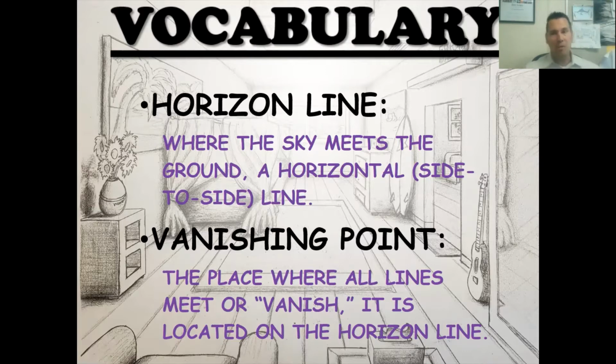Horizon line? Well, it doesn't have to be the ocean. It could be the land, the ground. Yeah, so that could be the horizon line. So remember, the horizon line is never like this, right? It's always side to side, horizon line.